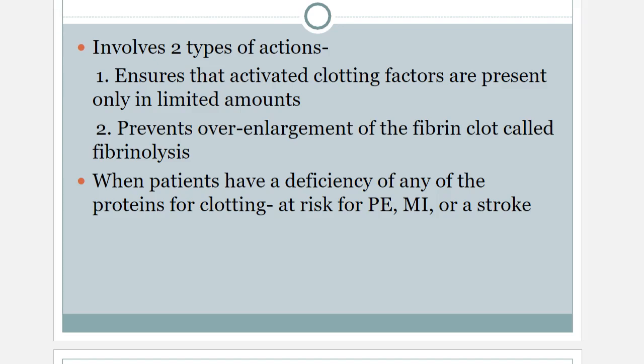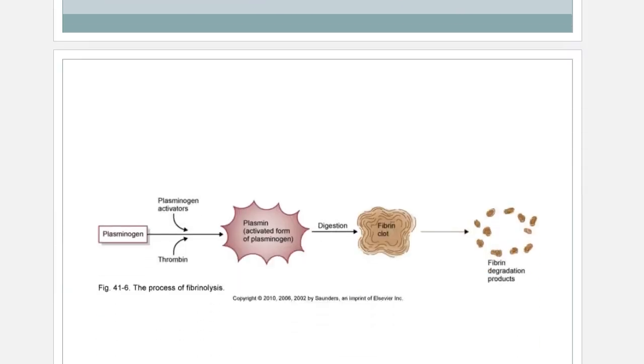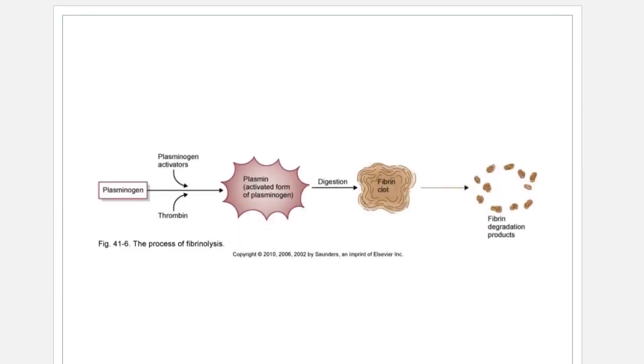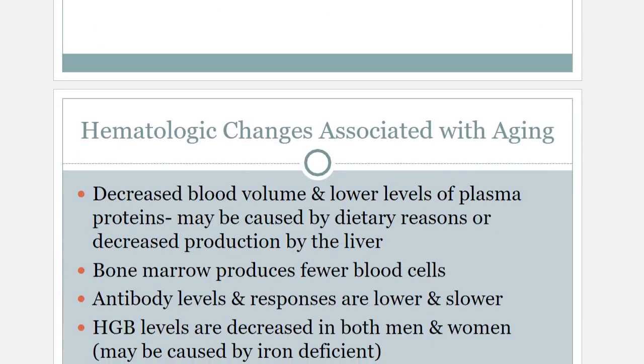When patients have a deficiency of any of the proteins for clotting, they're very much at risk for a PE, an MI, or a stroke. All right, and we talked about that the other day. And that's just the process of fibrinolysis. Okay. I went over this.